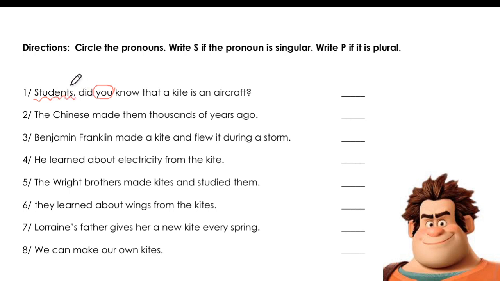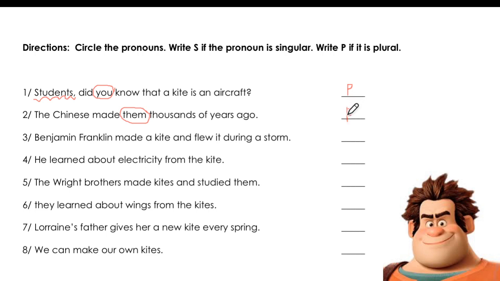Who is the sentence about? Students. Someone is talking to students. So, students, is it one person or many? Many. That means that this pronoun you will be plural in this sentence, right? Plural. Number 2, the Chinese made them thousands of years ago. Where is the pronoun? Them. Very good. Them is a pronoun. Is it singular pronoun or plural pronoun? Them. It is plural. Plural pronoun, right?